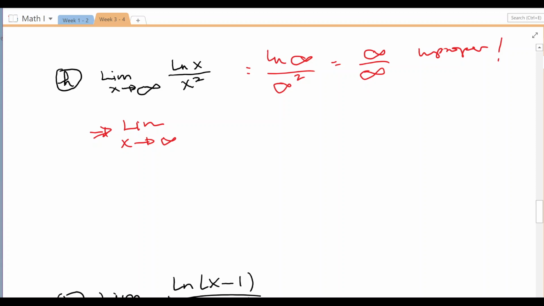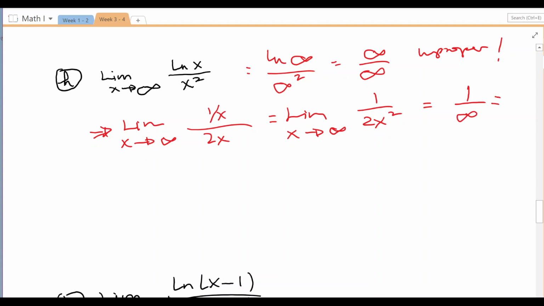The derivative of ln x is 1 over x, and the derivative of x squared is 2x. Therefore this equals the limit as x approaches infinity of 1 over 2x squared. This is 1 over infinity. If we do direct substitution, we get 1 over infinity, but the value of the answer is 0.